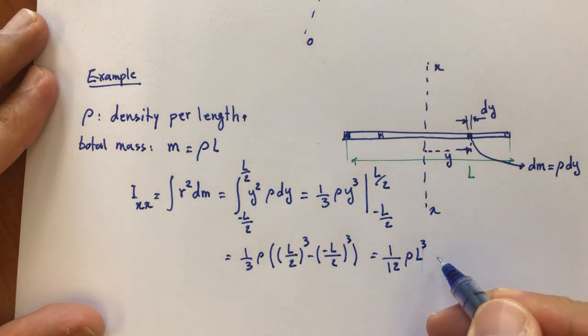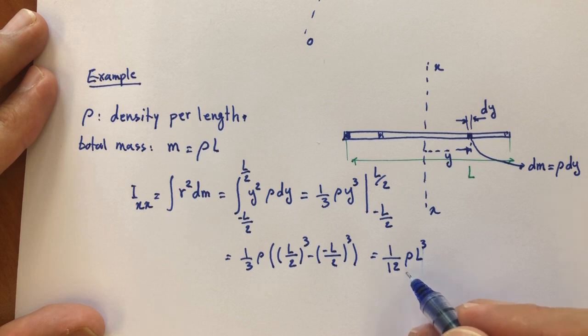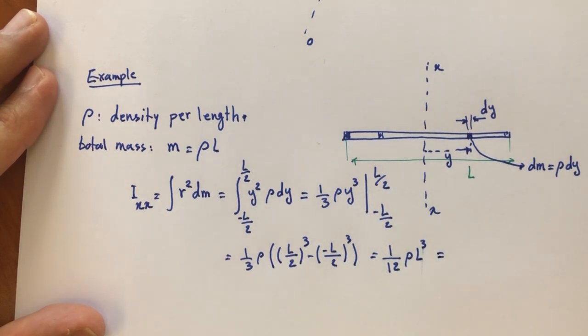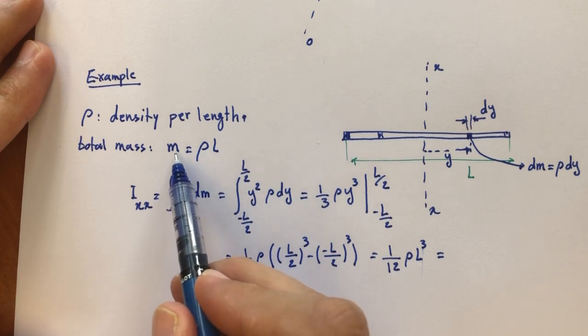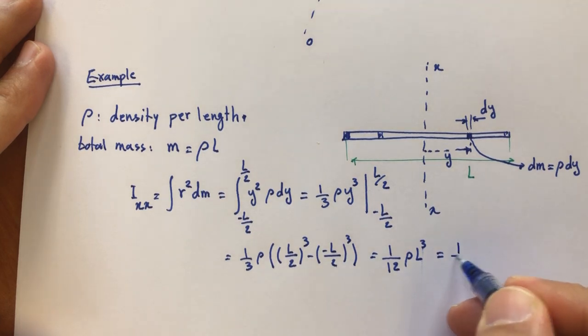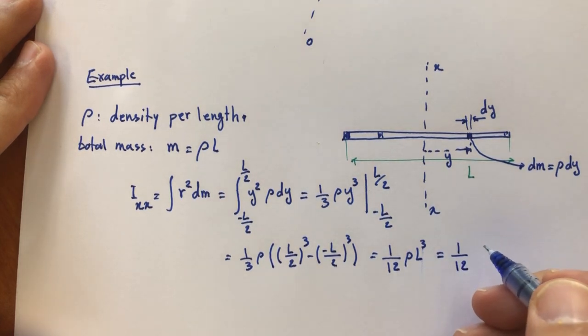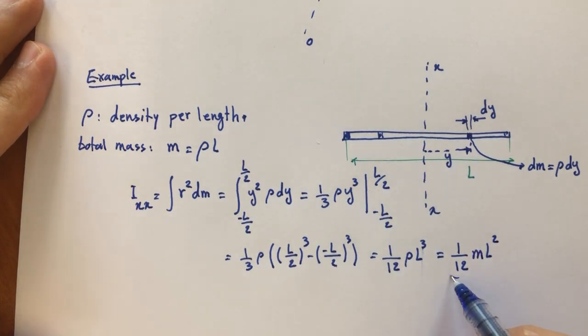But we usually like to write the mass moment of inertia in terms of the mass. We don't like rho. It doesn't have any immediate meaning. So to do that, I can replace rho L with mass, right? With m. Look at this. M is equal to rho L. So I can separate one of the L's. Rho L is going to be mass. So this is going to be 1/12 times m times L squared. And this is the final solution.